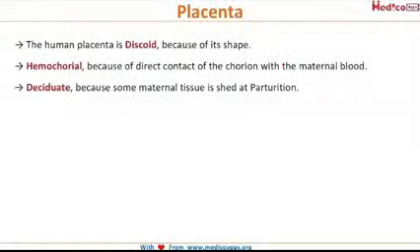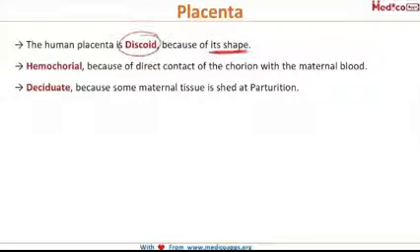Now, there are three very important words associated with the human placenta. And what are they? The human placenta is discoid in shape. Second, it is hemochorial because of direct contact of the chorion with the maternal blood. That is, in the intervillous space, we know the maternal spiral arteries are there. So here the chorion is in direct contact with the maternal blood.